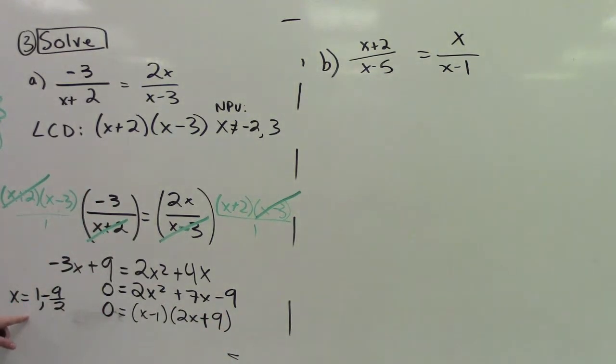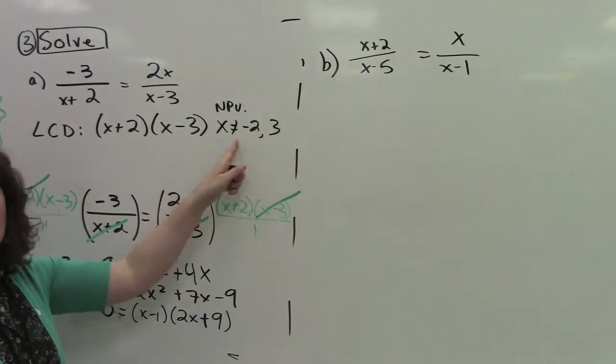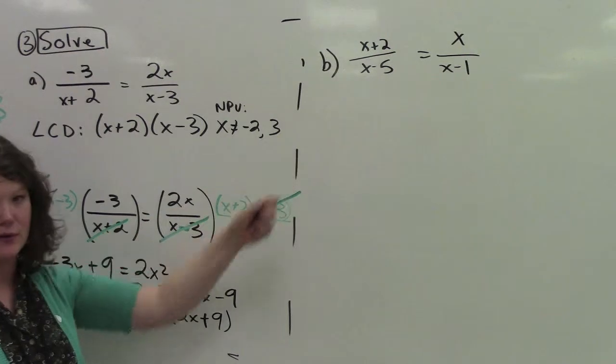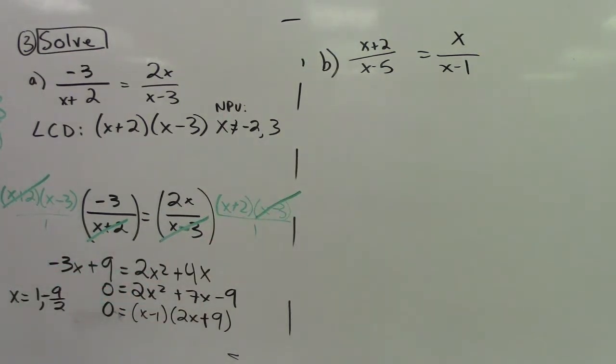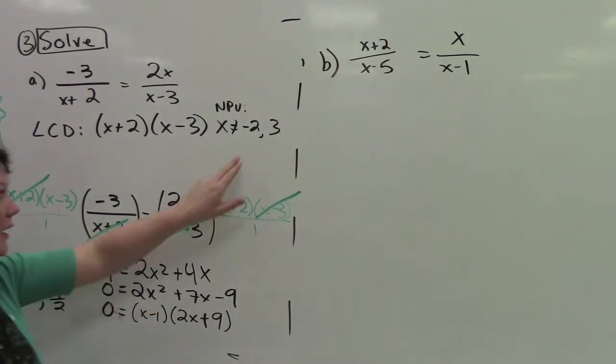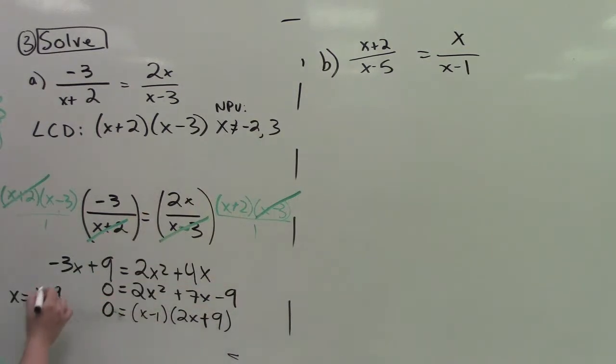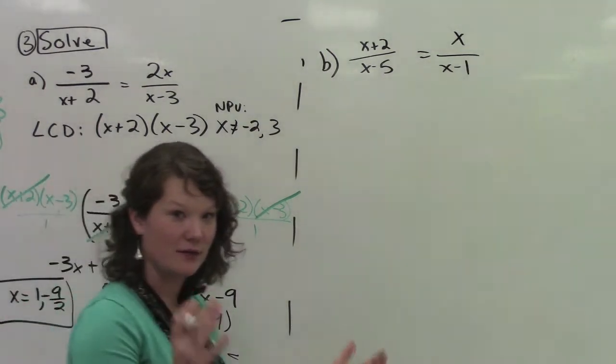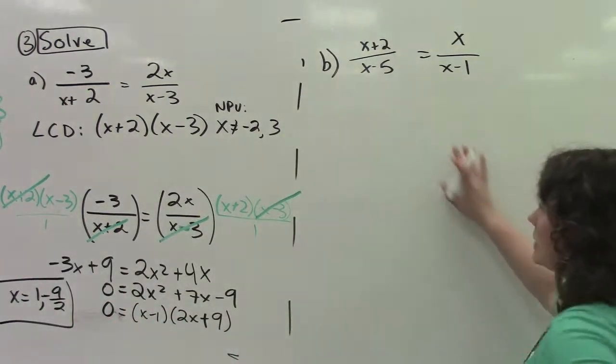We look at these solutions, and to verify, we're just making sure that none of the values is a non-permissible value. 1 is 1, not negative 2 or 3, so we're good. Negative 9 over 2 is negative 4.5, which is neither one of our non-permissible values. So, then, solution, solved. Let's move on to this one.